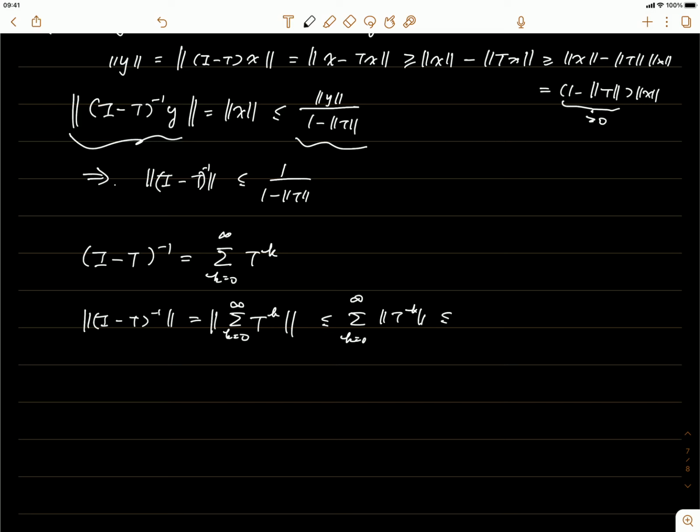And then further, this is less than or equal to the sum of the norm of T to the power k, k from 0 to infinity. And this is a geometric series, since the norm of T is a fixed number less than 1. Okay, so that's why this is just equal to 1 over 1 minus the norm of T. So this is another way to show this.